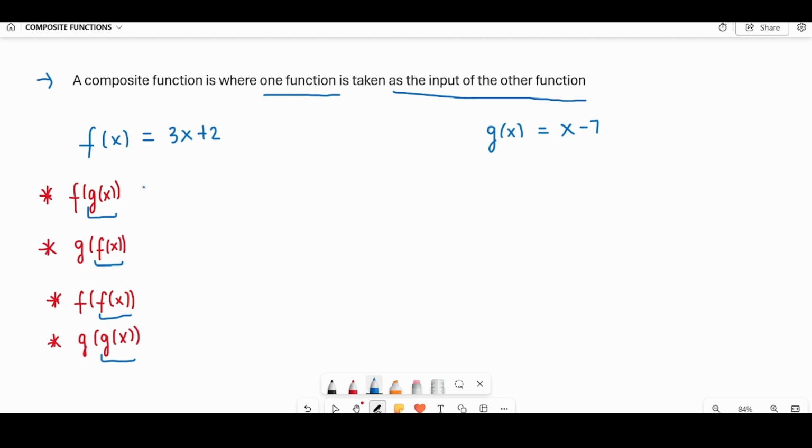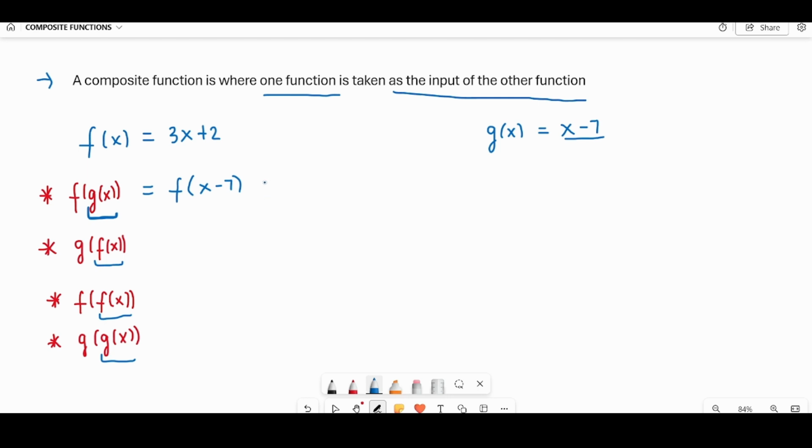Now to find the value of f of g of x, the very first step that you have to do is put the value of the function that is written inside the parenthesis. Now you can see here inside the parenthesis we have g of x. So what is the value of g of x? You can see it is x minus 7. So f of g of x is equal to f of x minus 7. Remember, you always put the value of the function that is written inside the parenthesis. Or in other words, you can say that you always put the value of the function that is acting as your input for that composite function.